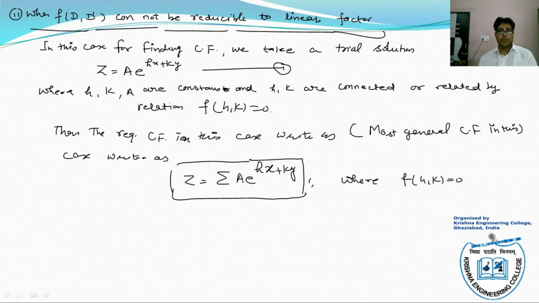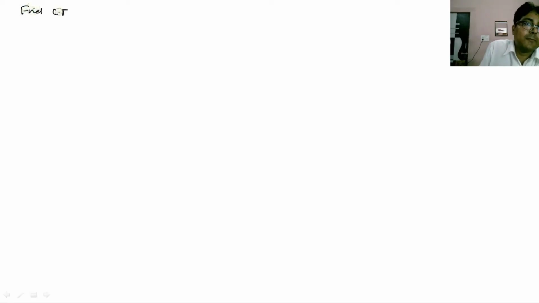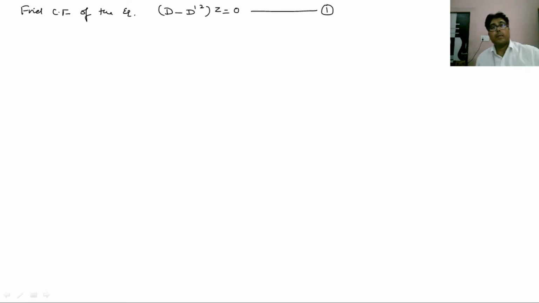This is x. Clear? Now we learn this rule of CF with the help of an example. The CF of the equation (D - D'^2)z = 0. Clear? This is the equation. Here we clearly see that the given equation is not reducible into linear factors. Clear?